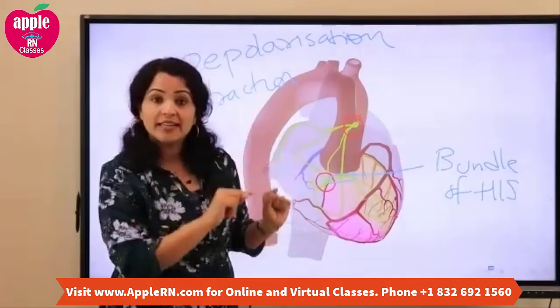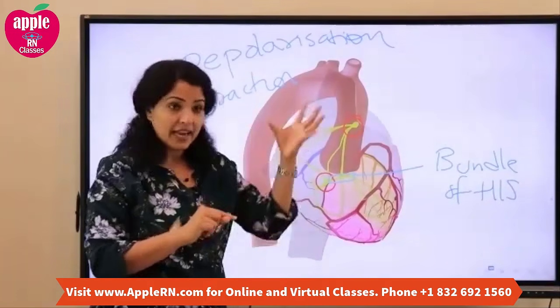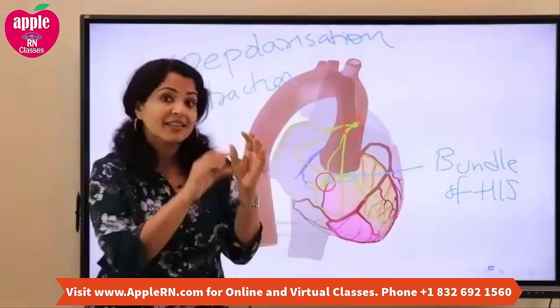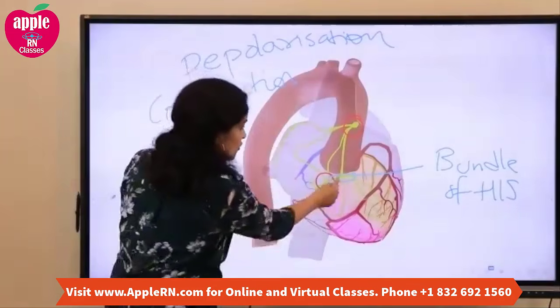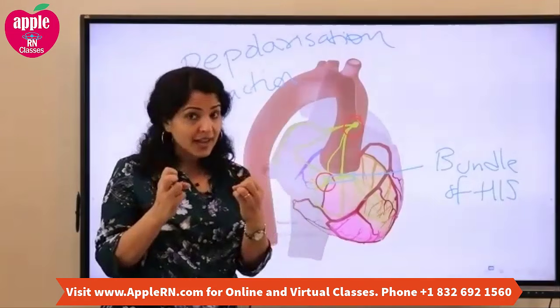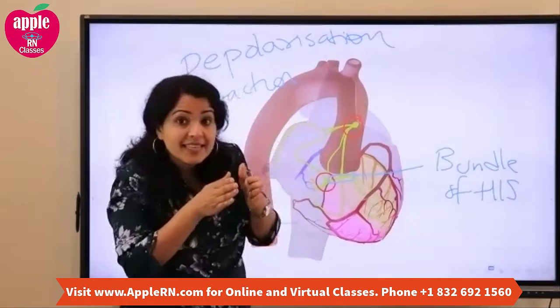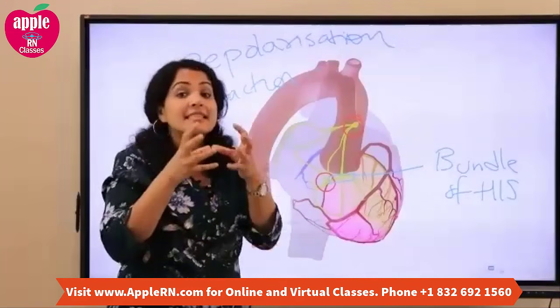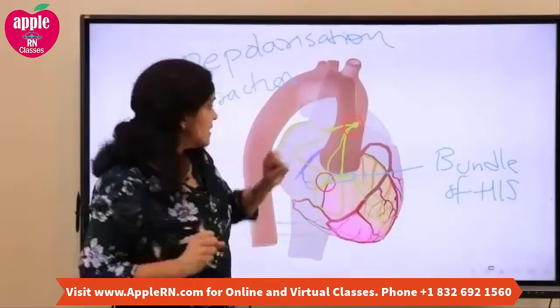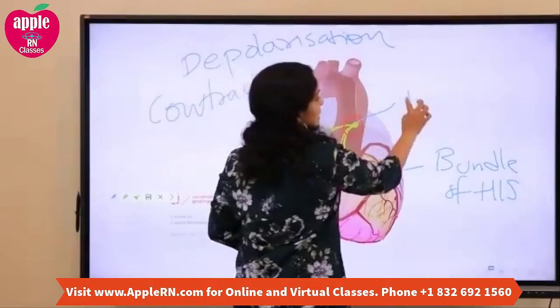Now, when the AV node receives that impulse, first it will start contracting the bundle of His because that's so close. Right? That's a thick bundle so close. So the AV node is going to send the signal to the bundle of His, and the septum, that's where the septum is going to contract. Okay. So when this happens, you get a P wave.